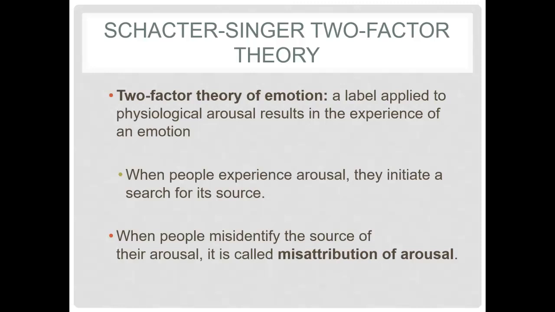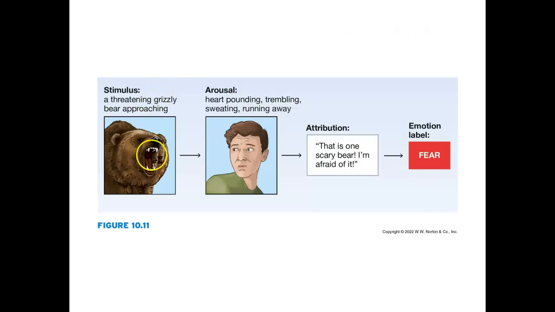When you see a stimuli, you have a physiological reaction. According to Schachter and Singer, you search for the source of that physiological arousal. I'll come back to misattribution in a moment. You see a threatening grizzly bear. You have your physiological response. There's a scary bear. I'm afraid of it. And you have that fear.